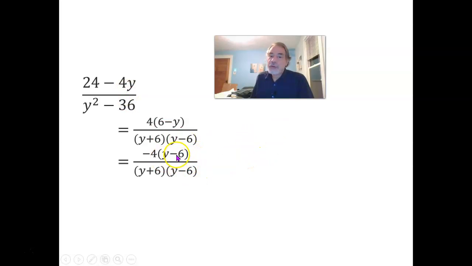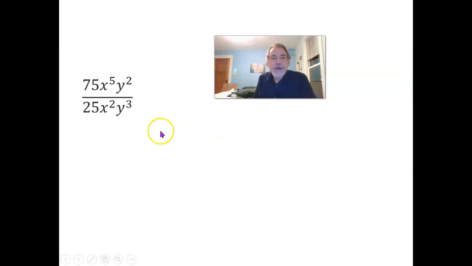But now, we do have something we can cancel. There is a y minus 6 on top, and there's one on the bottom. Cancel those, and we've reduced it to -4 over y plus 6. So when you have factors that look the same except that the subtraction is in the opposite order, you can sort of cancel them, but you do get a negative out of that.